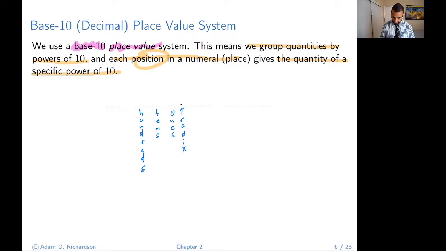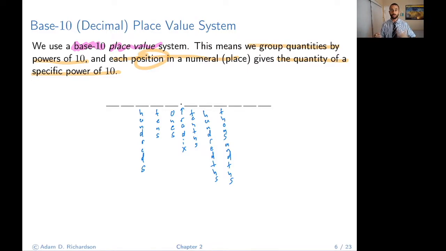And then the next column are the tenths, and then the hundredths, and then the thousandths, and so on and so on. And whenever we describe a number, like let's say we want to describe the number 18.3 or something like that, that's a quantity, right? I've got 18 objects and then I've got 0.3 of another object.